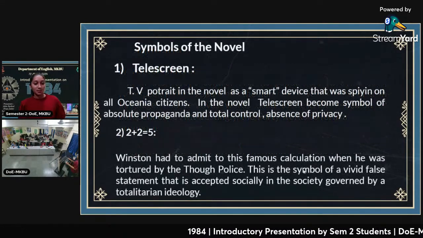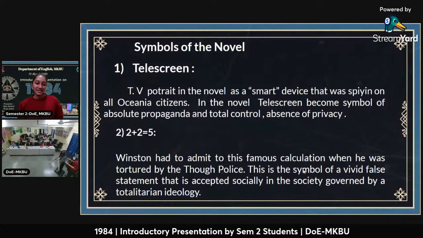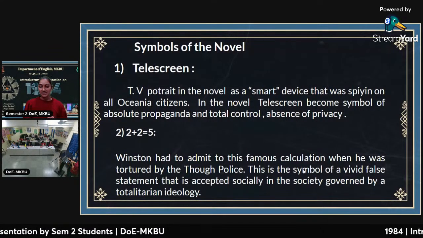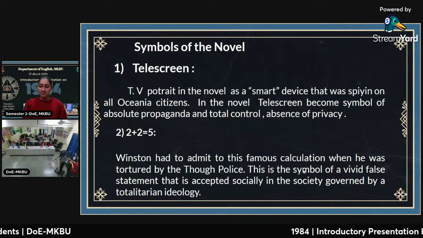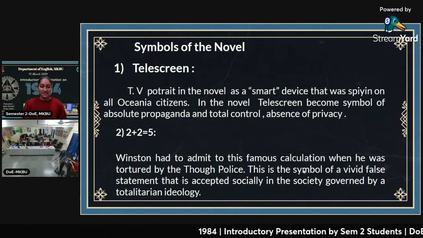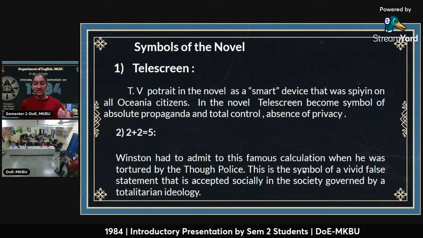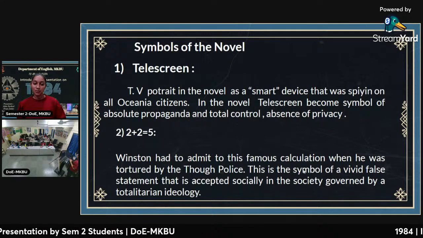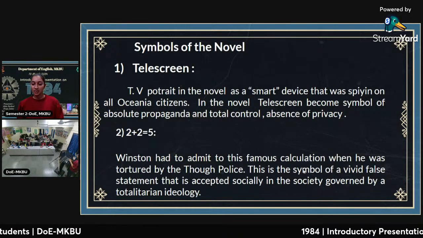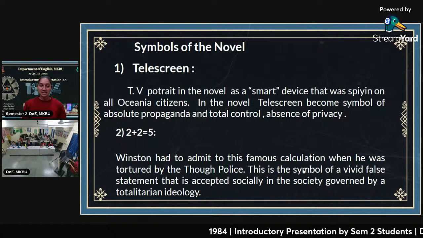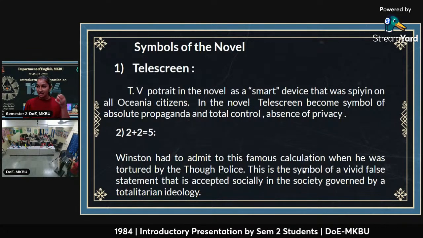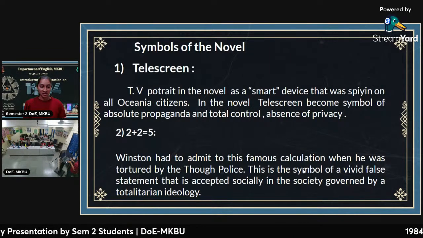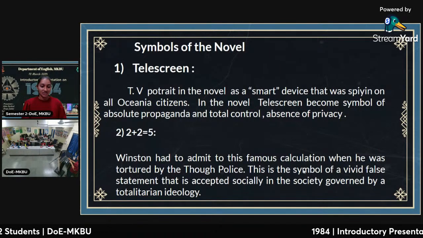And now the symbols of the novel. The first one is the telescreen. As I already mentioned, the telescreen is a very important thing in the novel, a smart device that spies on Oceania's citizens, and all citizens are controlled under the telescreen. In the novel, the telescreen becomes a symbol of absolute propaganda and total control. We also said that the telescreen is the eye of Big Brother, and Big Brother is always spying on the citizens, on what they do and what their directions are.